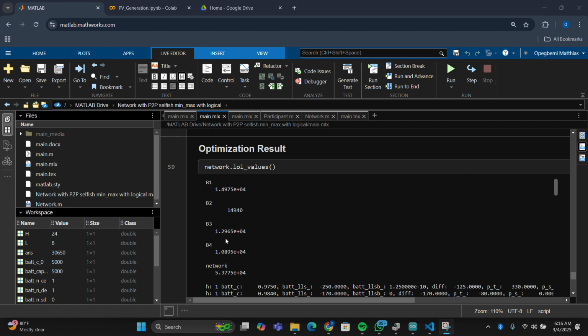From this little demonstration, we can see that when you introduce peer-to-peer trading in a network, in a microgrid, the loss of load goes down, which increases energy availability, and that's something that we want in our perfect smart network.